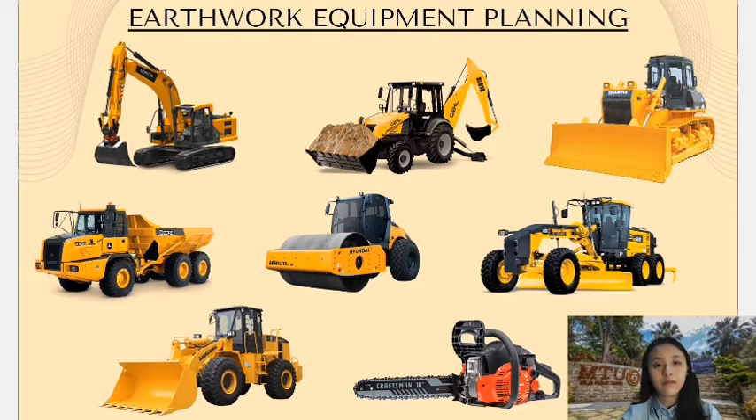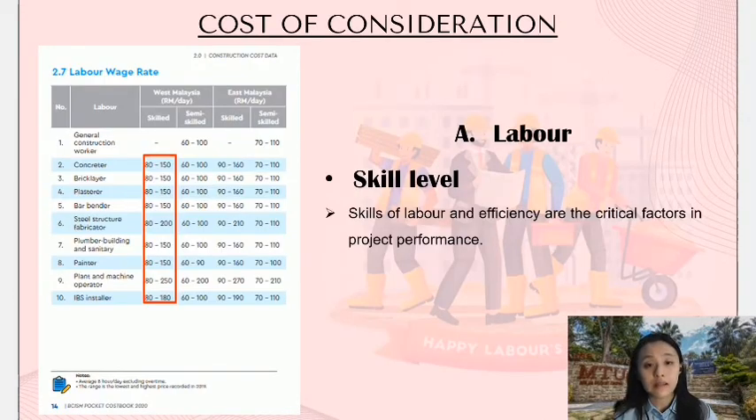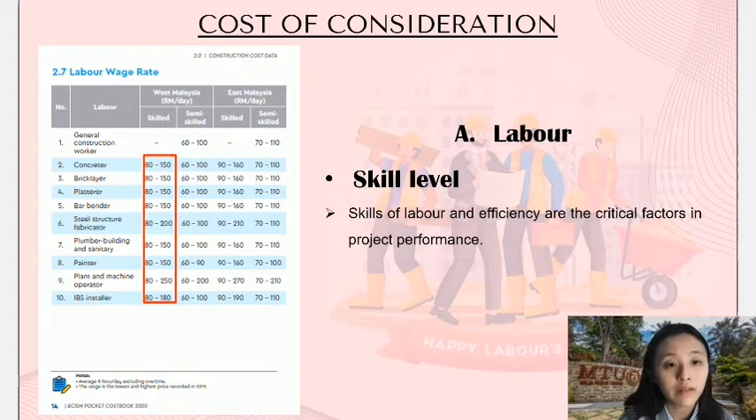First of all, we have to determine the type of equipment used during the construction. Then we have to consider the labor cost, whether local or foreign workers are employed. This is because according to the Human Resource Ministry, foreign workers in Malaysia are growing as they are employed at a cheaper cost compared to local labor. The second factor that affects the labor cost is the skill level. This is because the skills and efficiency of labor are critical factors in project performance, where you can see that skilled labor will have a higher pay compared to semi-skilled labor.